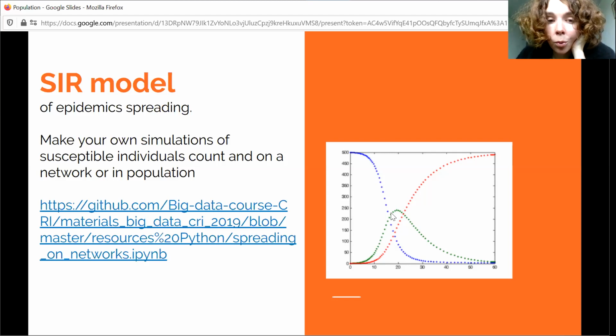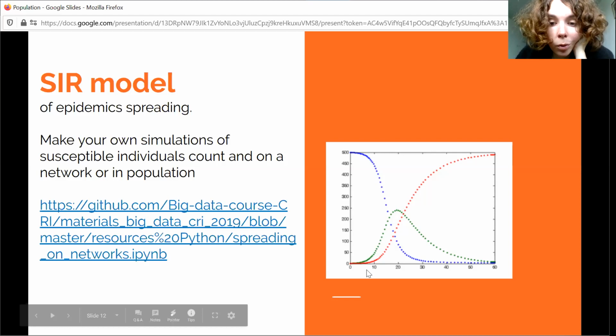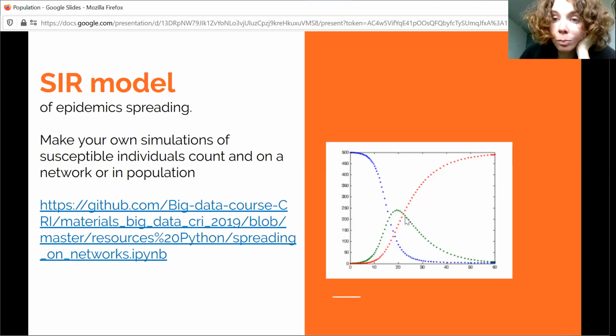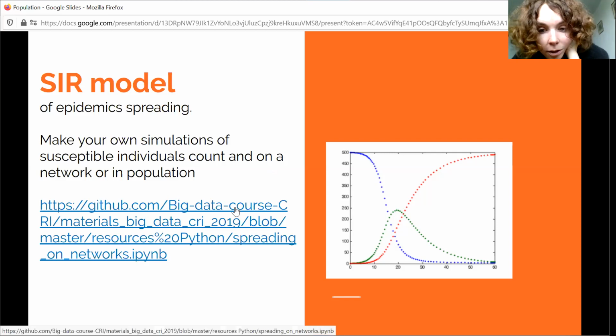What are the take-home messages from here? The first take-home message is that if we look at the green curve of the number of infected people in time, the number of infected people reaches a so-called epidemic maximum. This epidemic maximum is a very specific property of the system, which can also be explained by SIR type models, which can be described as differential equations, which I invite you to check.